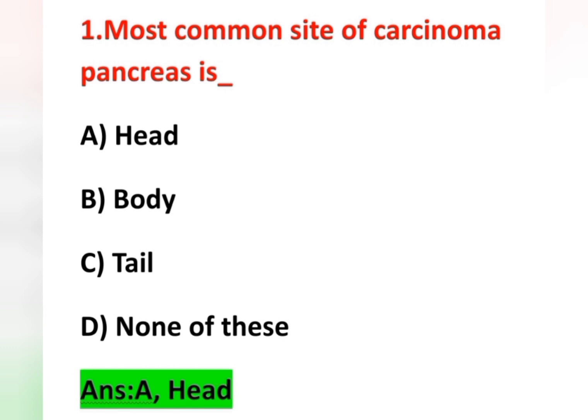Here our question is, which is the most common site of carcinoma of the pancreas? So the answer is the head of the pancreas is the most common site. Option A is the correct answer. And we'll see the next question.